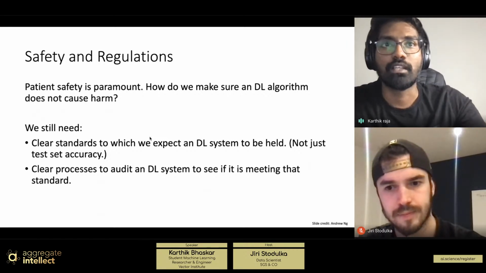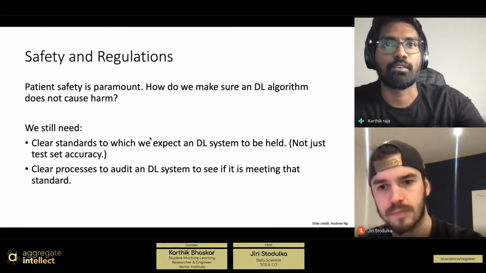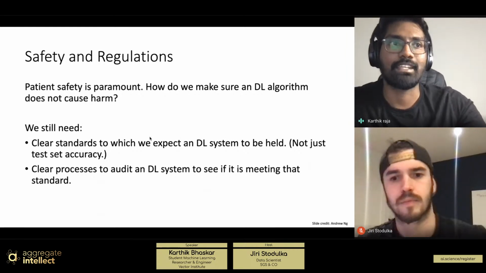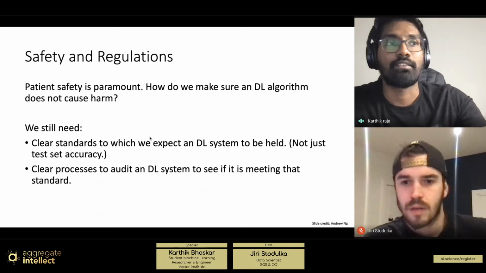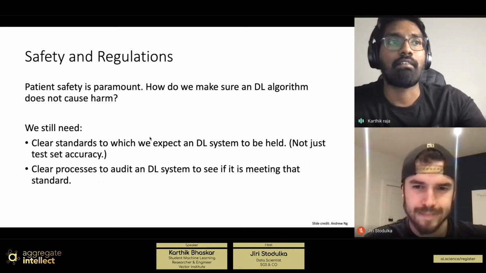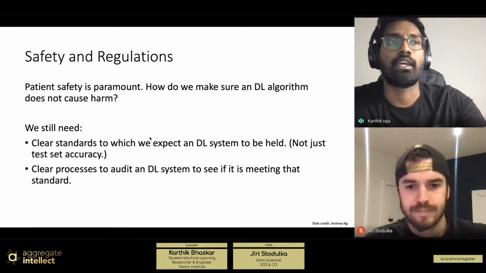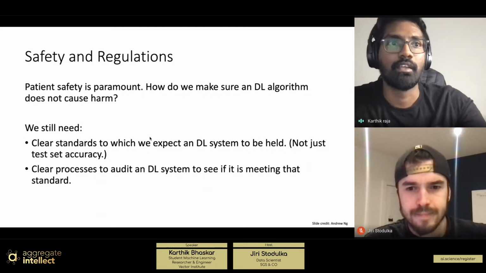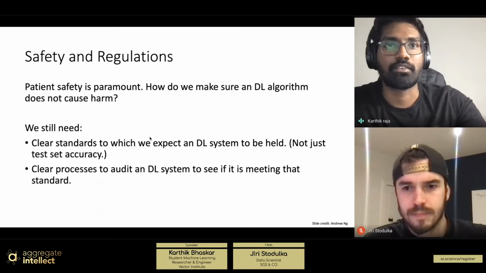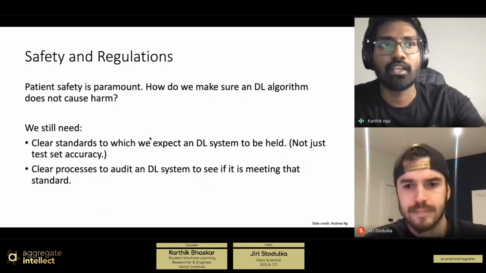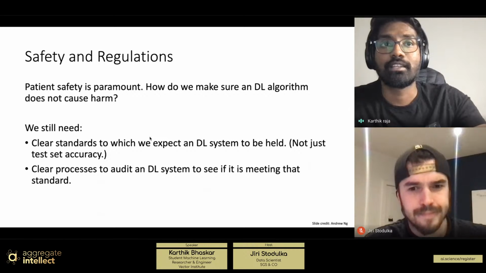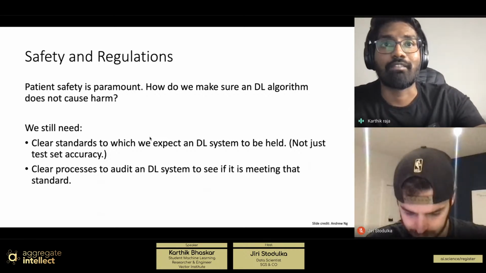We need to talk with doctors, engineers, and regulatory bodies to create a standard for medical data. And the second is we need a clear process to audit a deep learning system to see if it's meeting those standards. For example, many machine learning researchers don't feel good about auditing their model. I would love someone to audit my deep learning model, because it is supposed to work as expected. I would love if someone can validate my model.